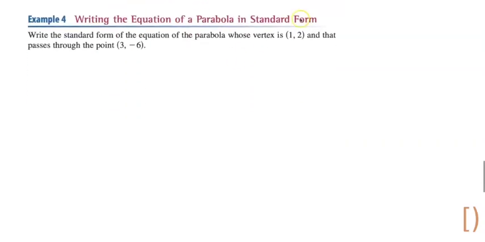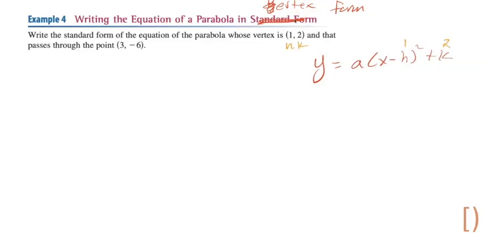Okay, write an equation of a parabola in standard form. They mean vertex form. Write in vertex form. So they want us to write in this form. We have good news. We have the vertex. That's our h and k. So that's our 1 and that's our 2 right there. So right now our equation looks like this.